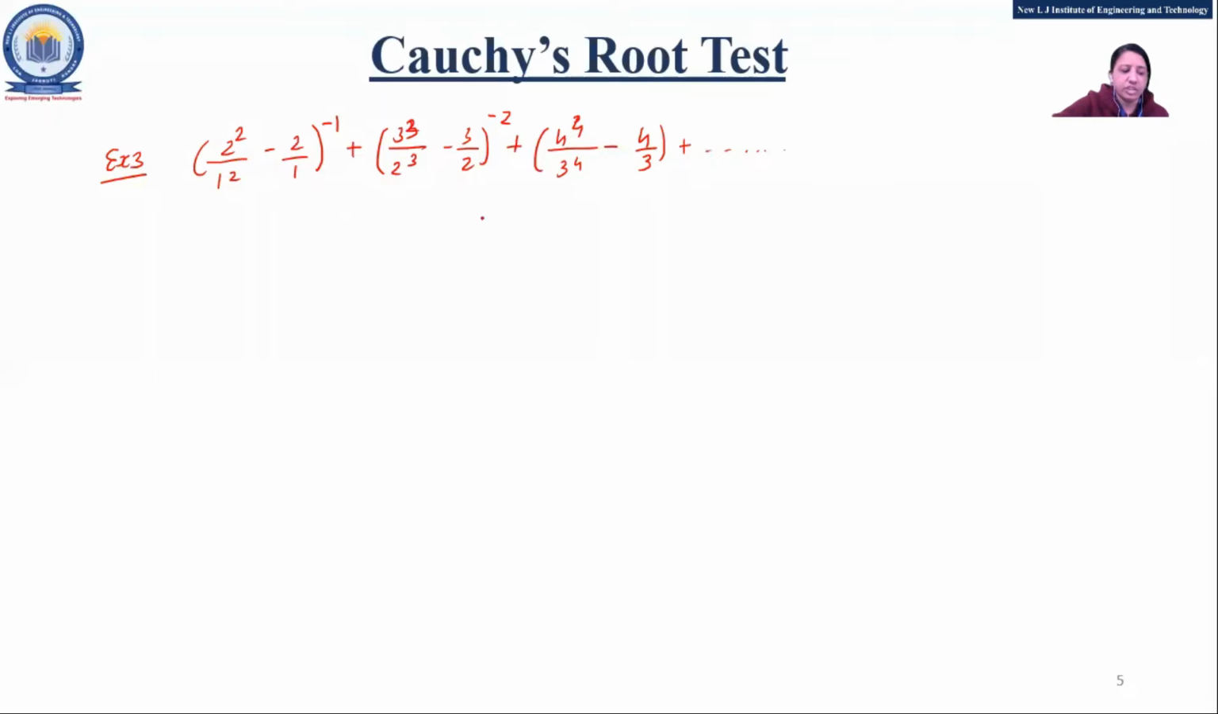Now write down the general form of this one, and that is my un, the nth term. Just solve this nth term. Yes, it's a convergent last question.